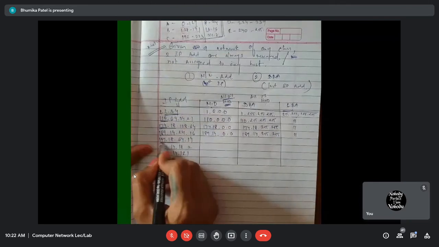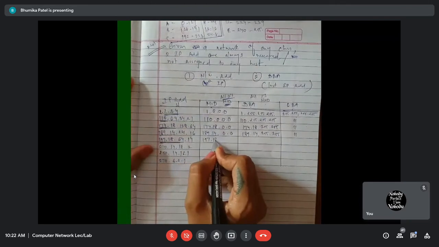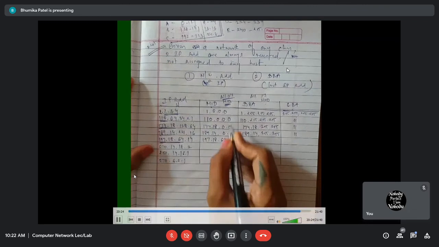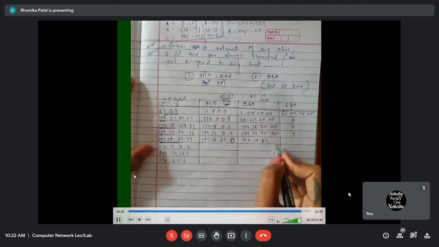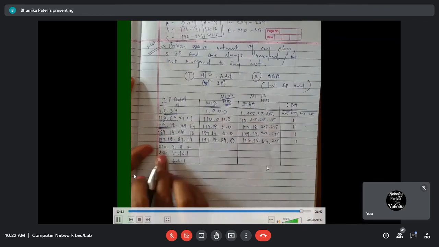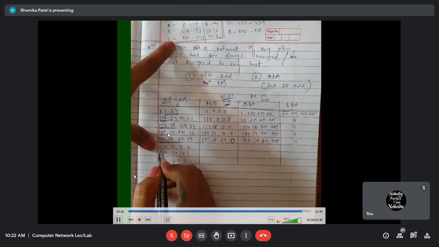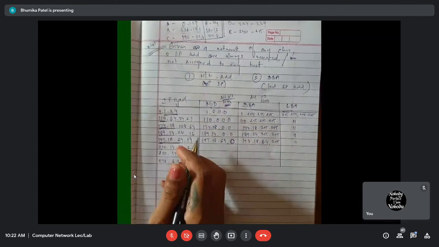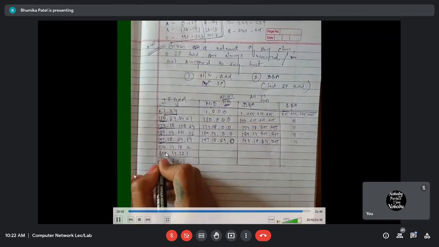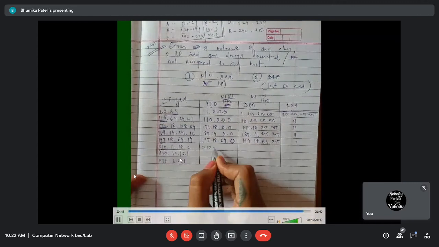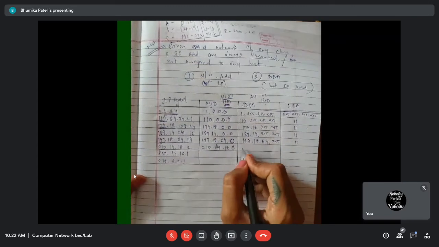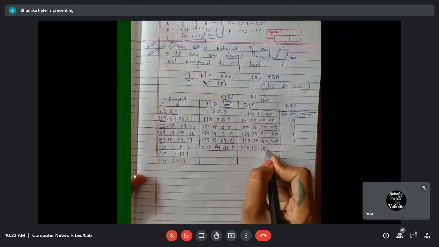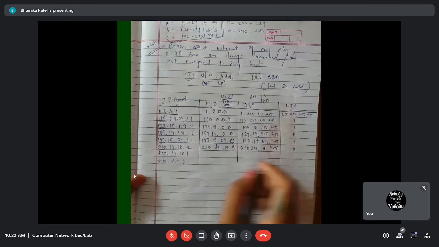So class C means the first 3 bytes will be the network ID, and only the last 8 bits are zeros. So we are going to change only the last group of bits. Now again 210 belongs to class C. So it will be 210.14.18.0. Here it is 210.14.18.255, and it will be this.